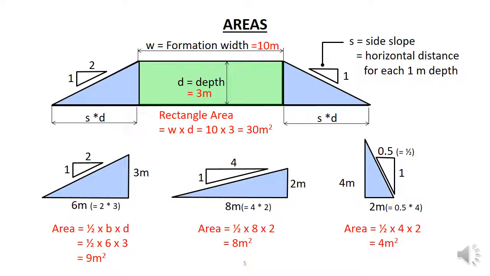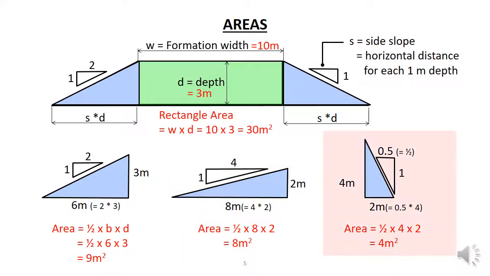So let's look at these examples in the bottom. If the side slope is 1 and 2 and the depth is 3 meters, then the width of the triangle is 6 meters. The area would be 1/2 multiplied by 6 multiplied by 3, which equals 9 square meters. If the side slope is 1 and 4 and the depth is 2 meters, then the triangle width would be 8 meters, which is 4 times 2. The area would be 1/2 multiplied by 8 multiplied by 2, which equals 8 square meters.